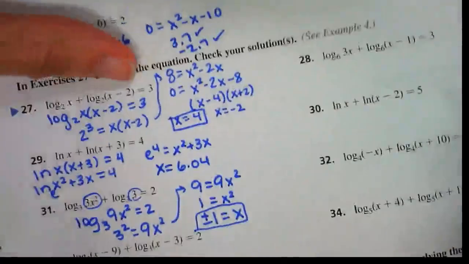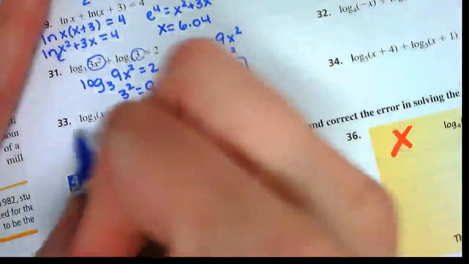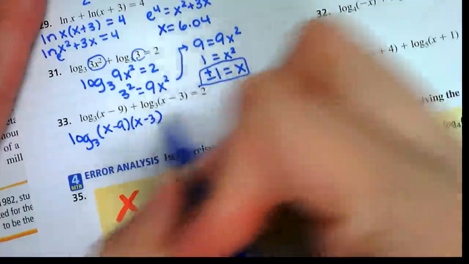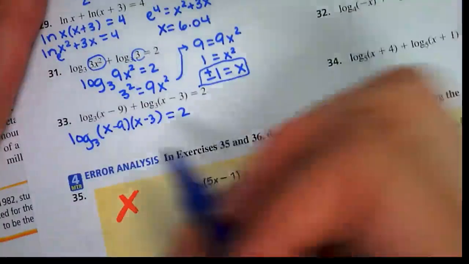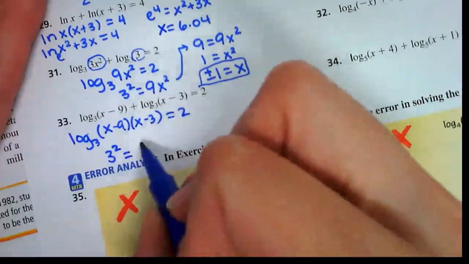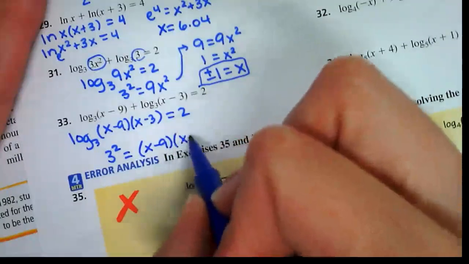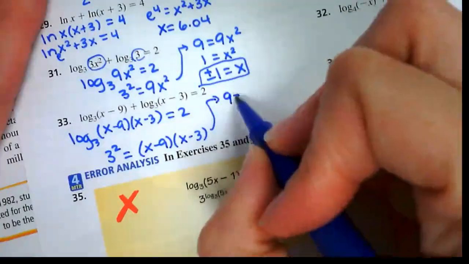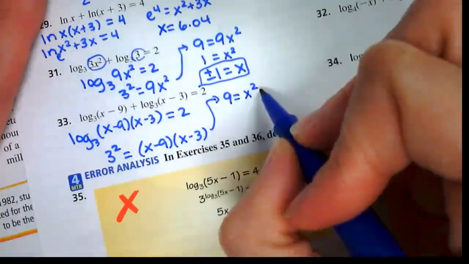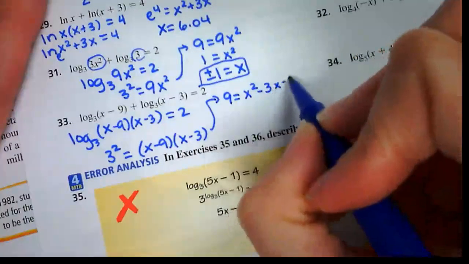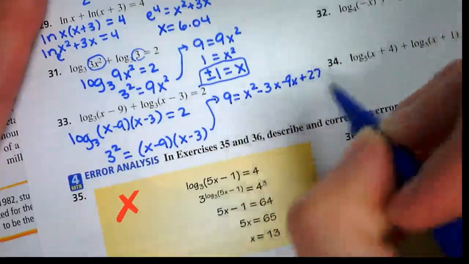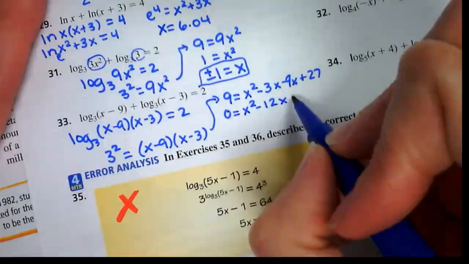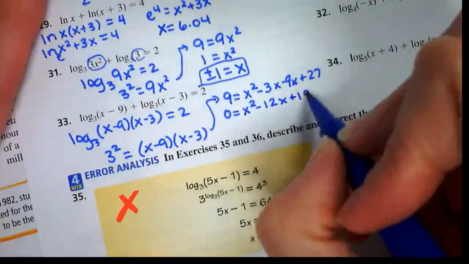Okay, then the last one, we're going to combine. We have log base 3 of x minus 9 times x minus 3 is equal to 2. If I write this in exponential form, it's 3 squared times all of this. So it's going to be 9 equals, and we're going to have x squared minus 3x minus 9x plus 27. So 0 equals x squared minus 12x plus 18.